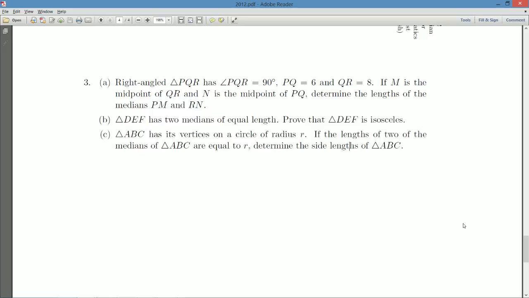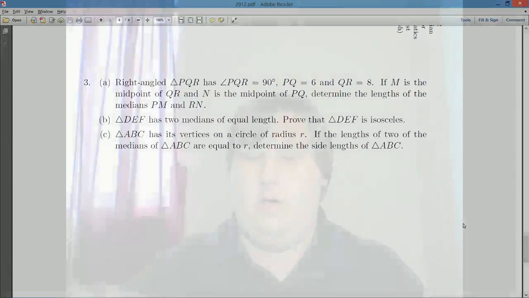So, it took us quite a while. Certainly that C part was quite a hefty question, but we're through the woods. We're finally done. That concludes the 2012 Canadian Senior paper. I think I got all the questions right.